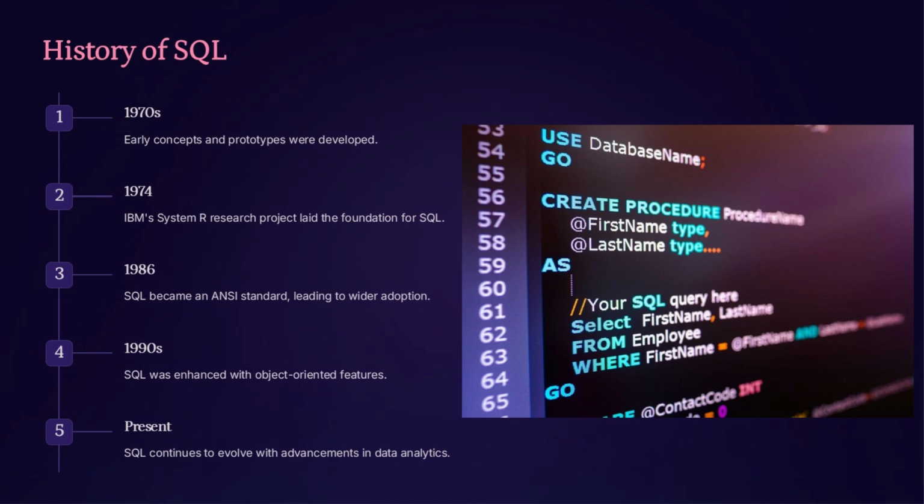The history of SQL, the Structured Query Language, is an important story in the development of database technology. In the 1970s, early concepts and prototypes for SQL were first developed. In 1974, IBM's System R research project laid the crucial foundation for SQL. SQL then became an ANSI standard in 1986, leading to wider adoption and use across the industry. Through the 1990s, SQL was enhanced with object-oriented features to expand its capabilities. Today, SQL continues to evolve and advance, particularly in the area of data analytics.